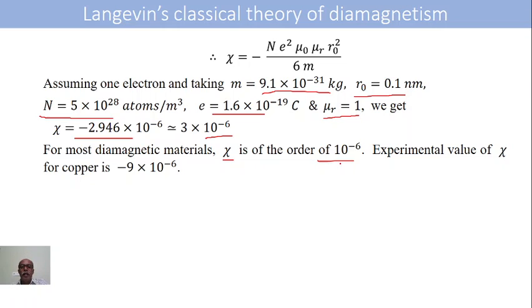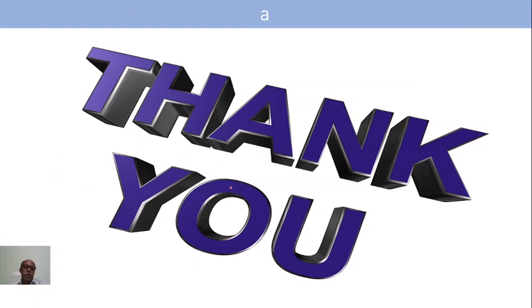That we have already studied while studying the properties of diamagnetic materials. Whereas the experimental value of susceptibility of copper is this. This is about Langevin's classical theory of diamagnetic materials.